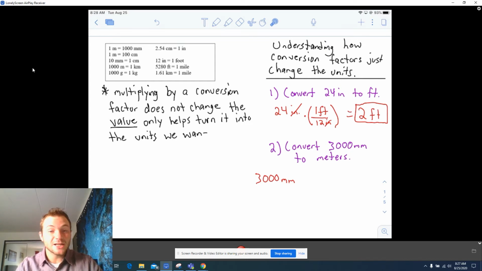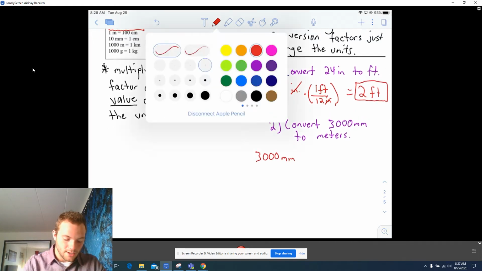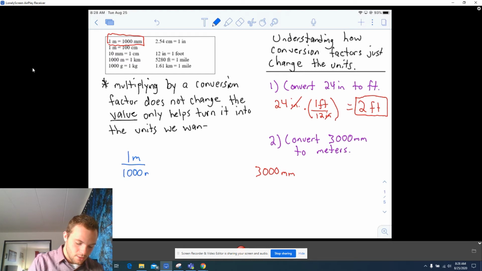So if I have anything in there that is just directly millimeters to meters, that's going to be the one I want to use. So if I come up here, it looks like this first one right here gives me millimeters to meters. So the conversion factor I need to use is going to be this. Now my question is, do I want to use 1 meter over 1,000 millimeters or 1,000 millimeters over 1 meter?